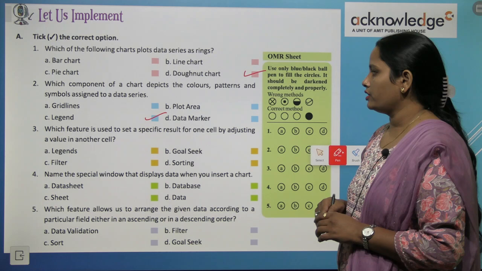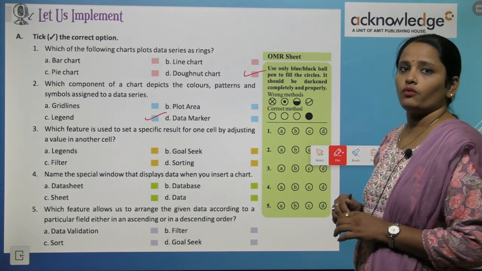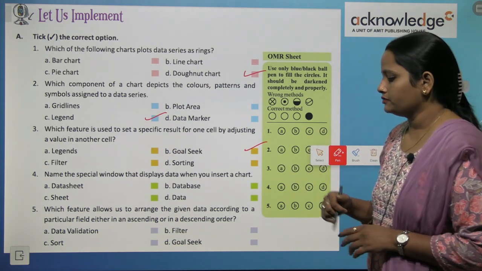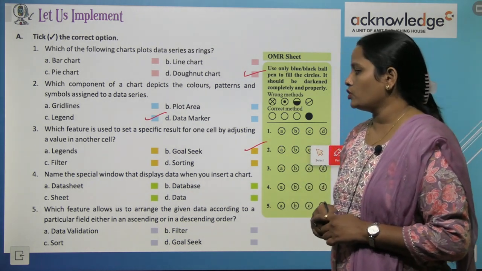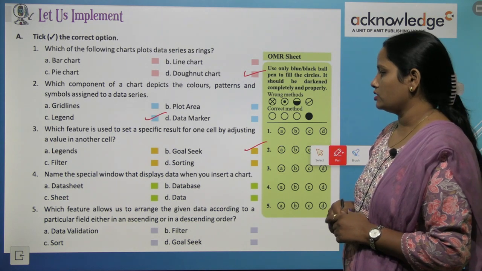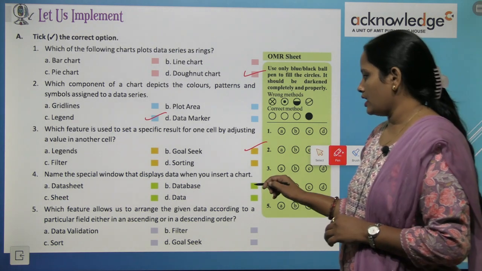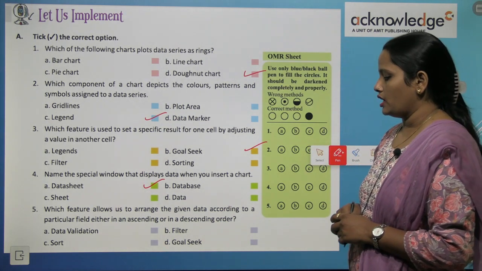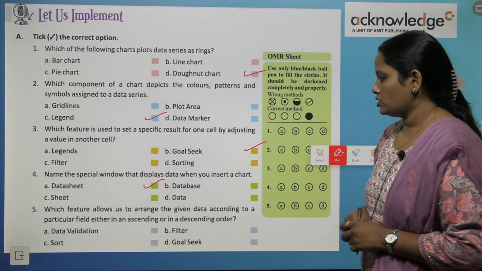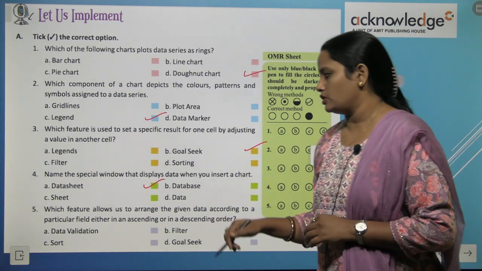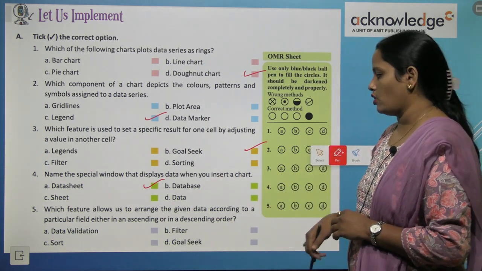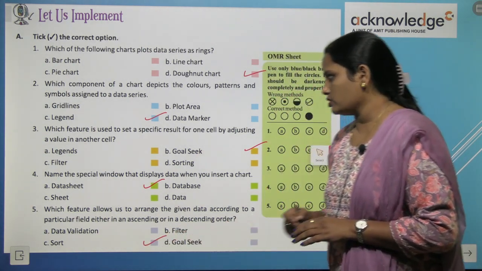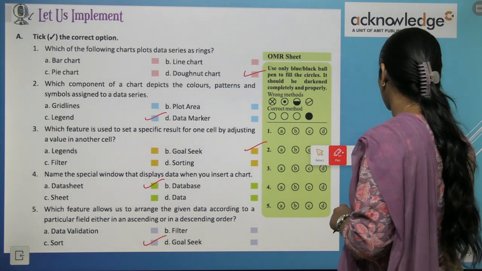Which feature is used in Excel to set a specific result for one cell by adjusting a value in another cell? Goal seek. Name the special window that displays data when you insert a chart. So what is that? It is data sheet. Which feature allows us to arrange the given data according to a particular field, either in ascending or in descending order? So this can be done by the sort feature. So children, this was the correct answer.